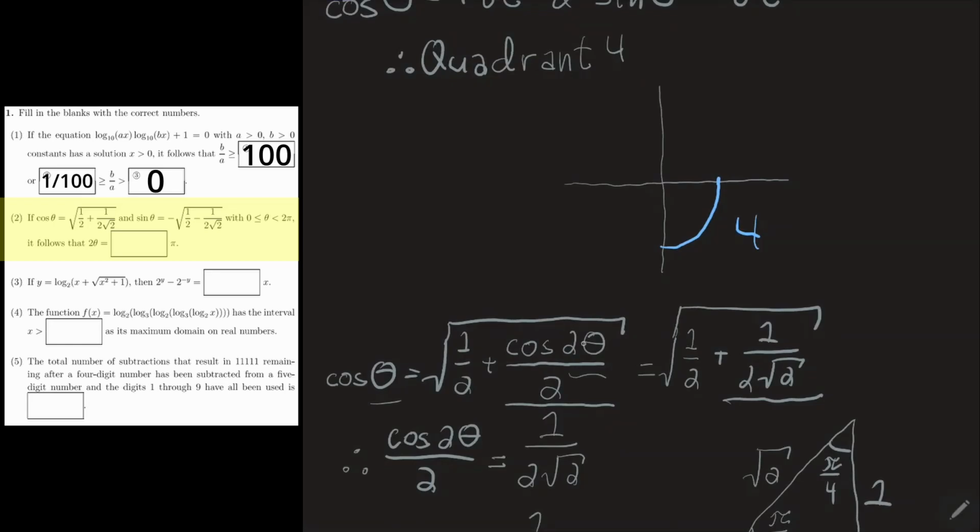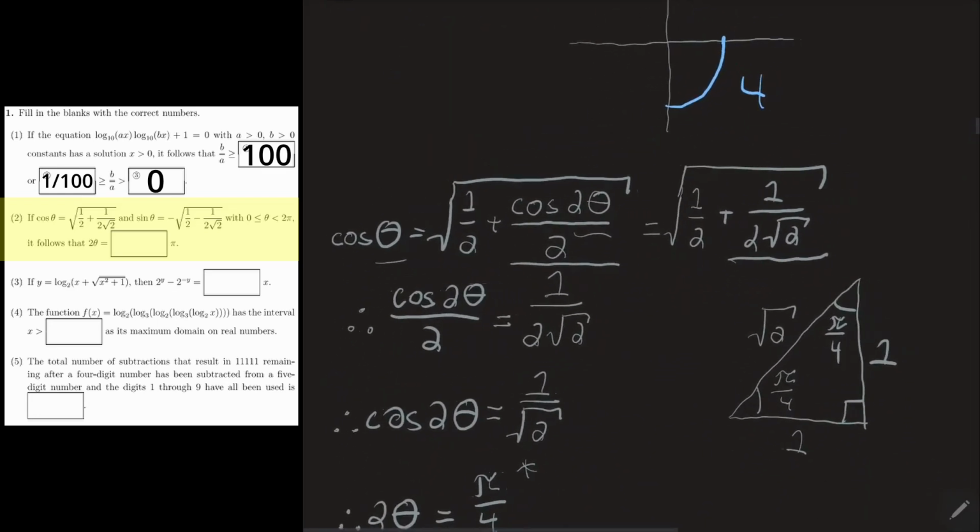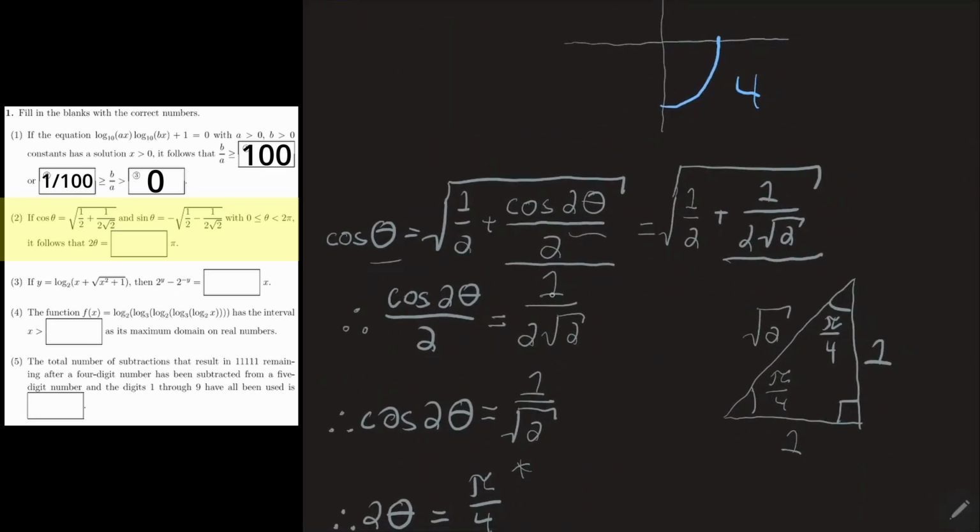which means, just by logic, that this fraction, cosine 2 theta over 2, must be equal to 1 over 2 times the square root of 2. So if we know that, then we can rearrange a little, we multiply both sides by 2, and we get that cosine 2 theta is equal to 1 over the square root of 2.